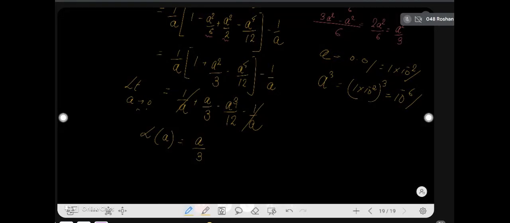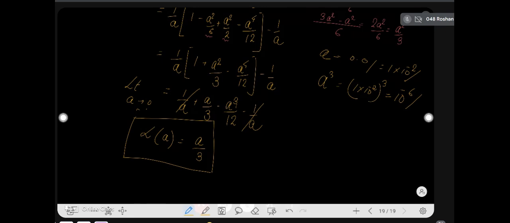Interestingly, this value of L(a) is in consonance, it tallies with the experimental results for the Langevin function, describing the results of different types of paramagnetic materials. So this was the universal factor, that L(a) can be taken equal to a by 3.